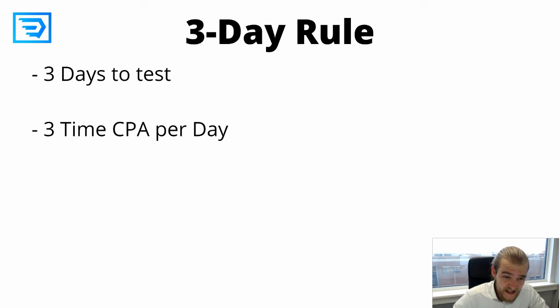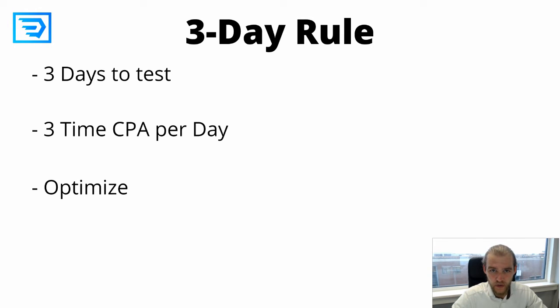Why do we do that specifically in 3 days and how does it work? I'll explain to you, but basically this is the fastest and the most efficient way to test. But I'll get back to that a little later. So 3 days to test, 3 times CPA per day. Meaning that on the first day, you are going to spend 3 times CPA on one placement. So for example, if your CPA is $1, that means you spend $3 per placement to test for 3 days long, right?